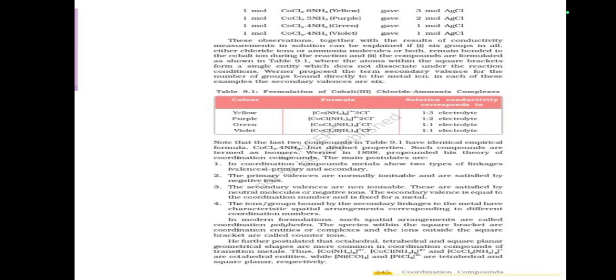These observations, together with the results of conductivity measurements in solution, can be explained if six groups in all, either chloride ions and ammonia molecules or both, remain bonded to the cobalt ion during the reaction. The compounds are formulated as shown in table 9.1, where the atoms within the square brackets form a single entity which does not dissociate under the reaction conditions.